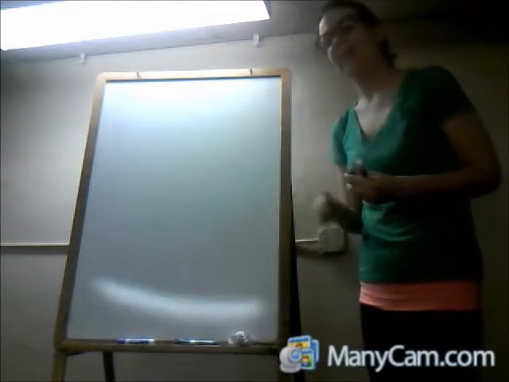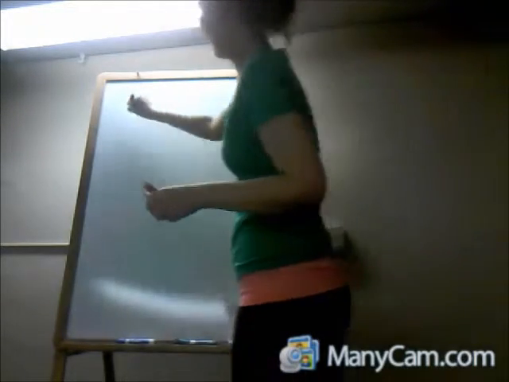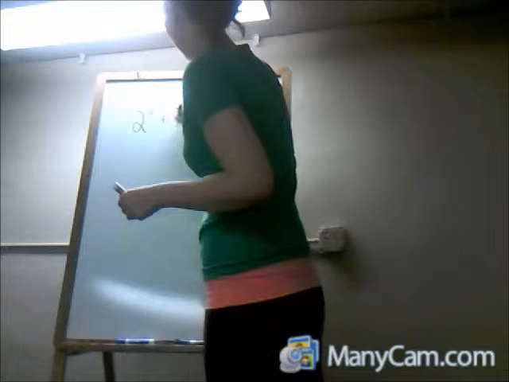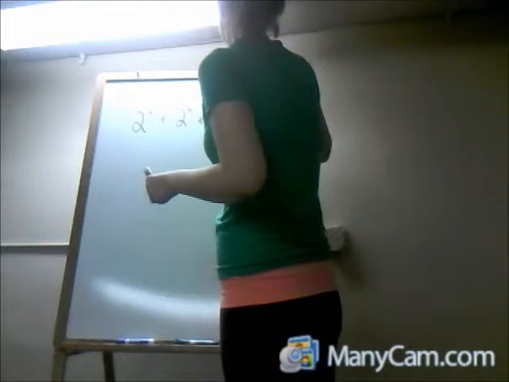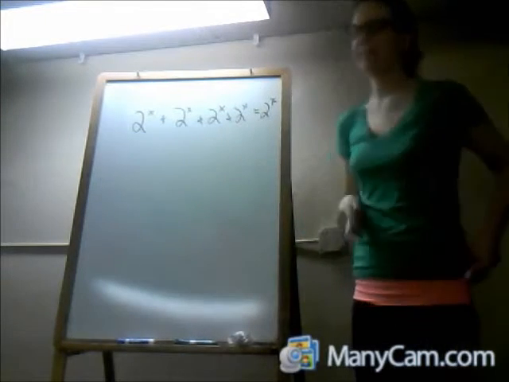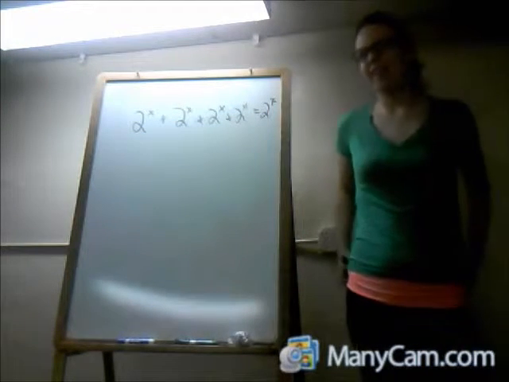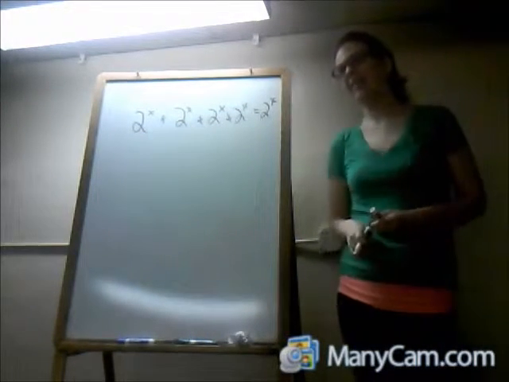All right, so number 15. This is a really scary exponent question: 2 to the x plus 2 to the x plus 2 to the x plus 2 to the x equals 2 to the 7. But it's really clever. I mean, it's really cool. So any ideas how to approach this one at all?